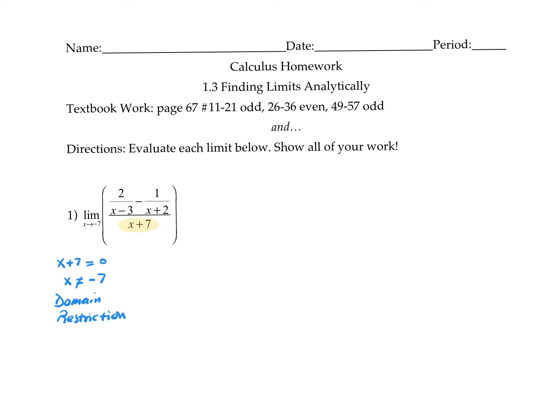Essentially what this means for us is that we have more work to do. We can't use direct substitution and just plug in -7 for x to find the limit. When you're dealing with a complex fraction and finding limits, we need to find the least common denominator of all of the fractions, which in this case, we'll use the denominators x minus 3 and x plus 2. And the product of those two factors will be our LCD.